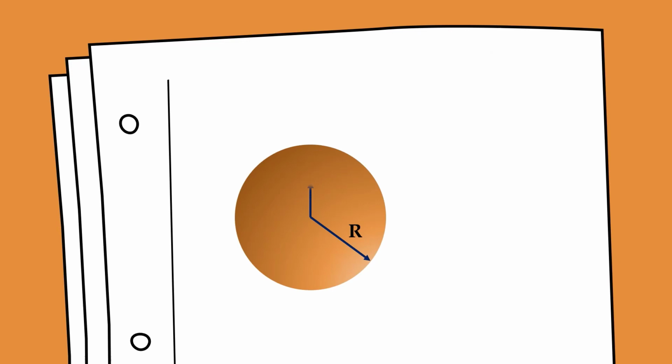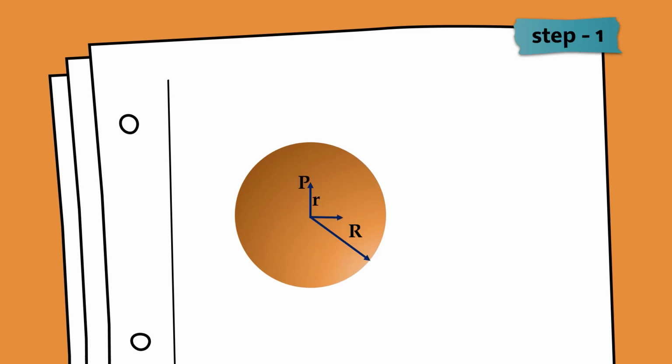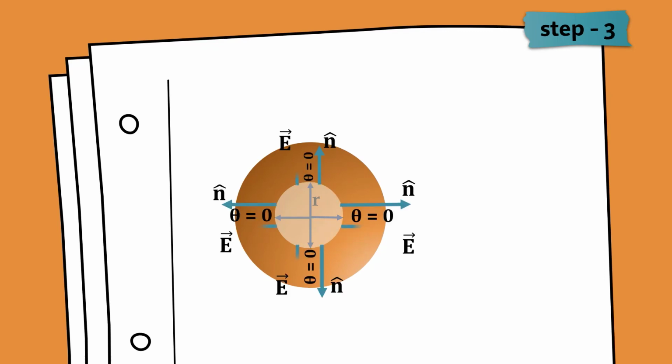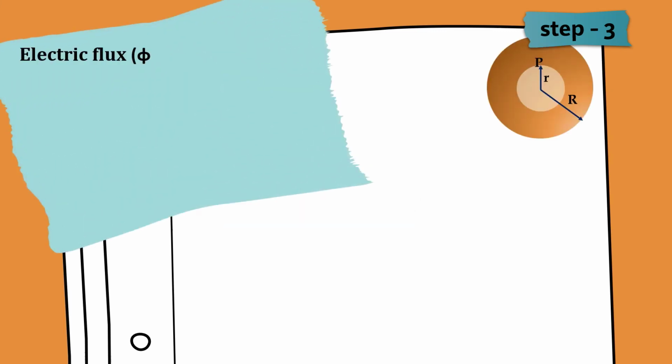Now let us consider a point P inside the spherical shell at a distance r from the center. The charge is uniformly distributed on the surface of the sphere, so it has spherical symmetry. So we choose a spherical Gaussian surface of radius small r. At every point on the sphere, the angle between the electric field and the area vector is 0. Therefore, total electric flux equals integral E dS.